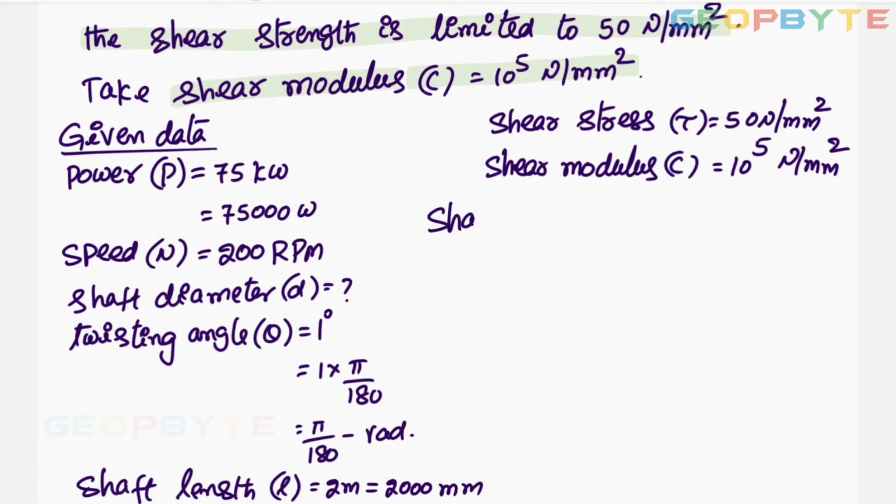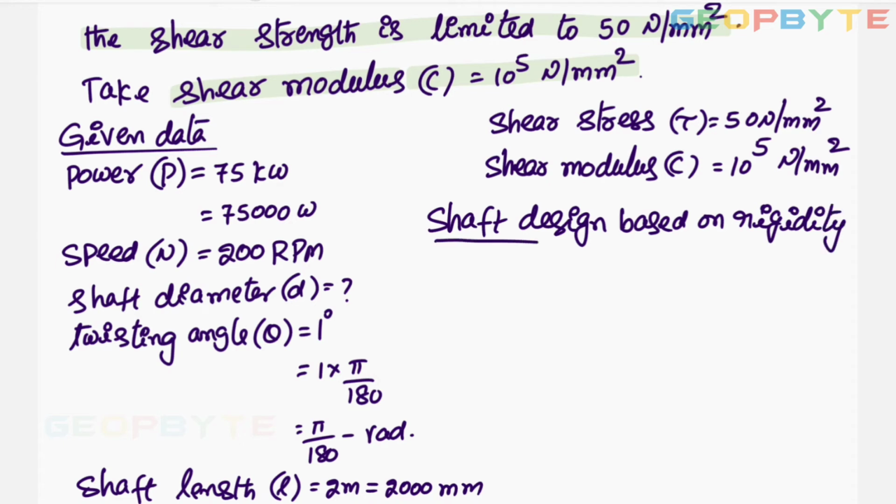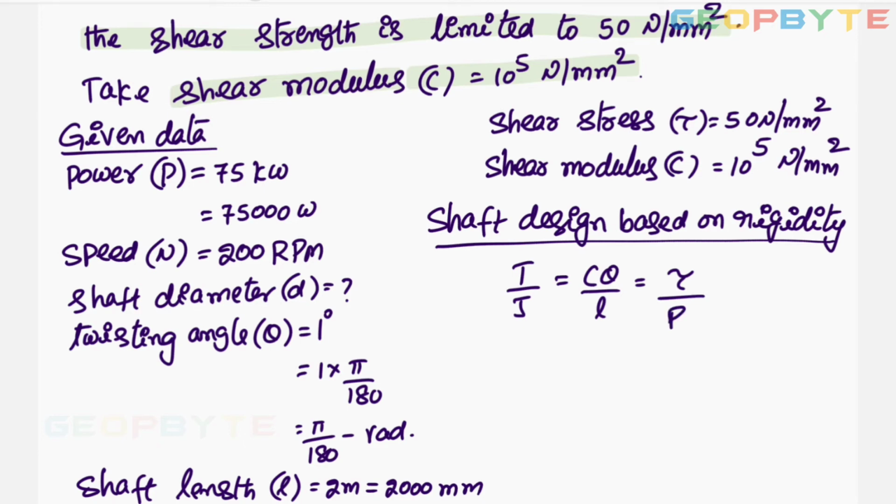Shaft design. Design of shaft means to find the diameter of the shaft based on rigidity. Shaft design based on the rigidity. You know the torsion equation, T by J equal to C theta by L is equal to tau by R. That is the torsion equation.